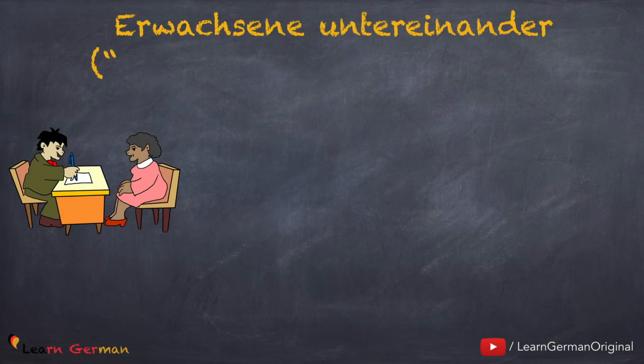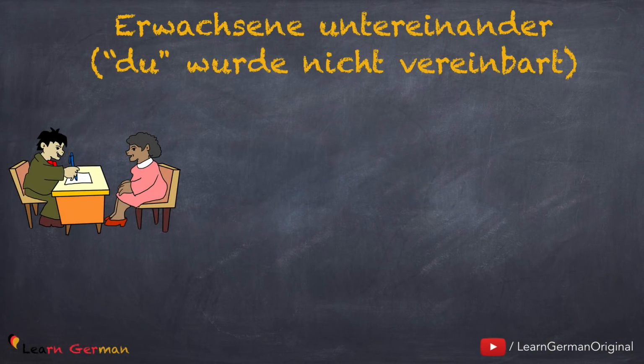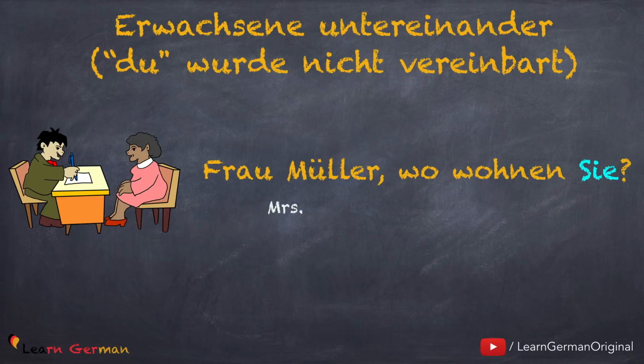The first situation is when adults talk to each other and have not agreed to use du. Erwachsene untereinander, du wurde nicht vereinbart. For example, boss and employee. At government agencies, at restaurants, etc. Let's look at an example. Frau Müller, wo wohnen Sie?